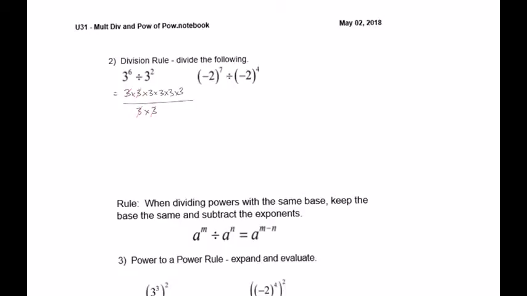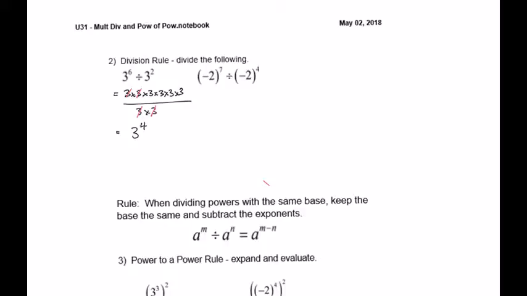By doing so, that only leaves us with 3 to the exponent 4 left over, because there are exactly 4 3's left. So in essence, when we're dividing, all we're going to be doing is subtracting exponents. Let's try that with the next problem.